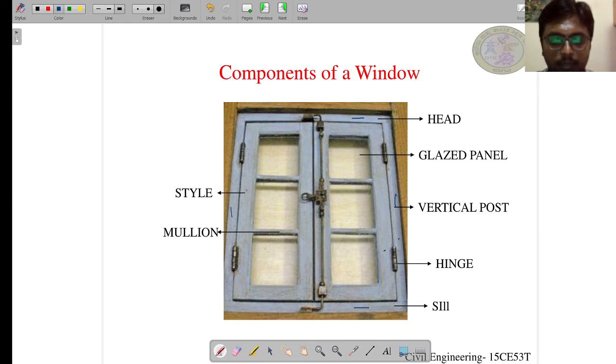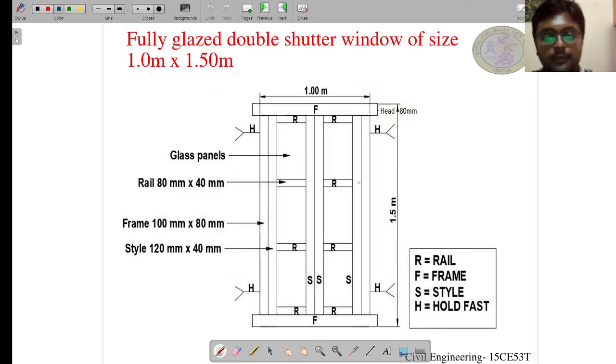We have the vertical member of the shutter called as the stile, and we have the horizontal member called as the mullion, and also we have panels here in the form of glazed panels or glass windows. Okay. So let us start with the rate analysis of double shutter window. So as you can see, there is a head, there is a sill, and there are two vertical posts.